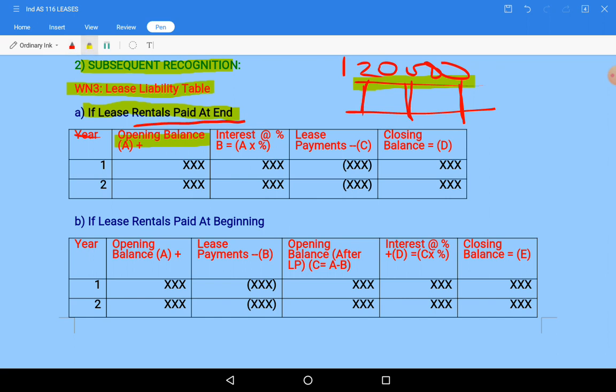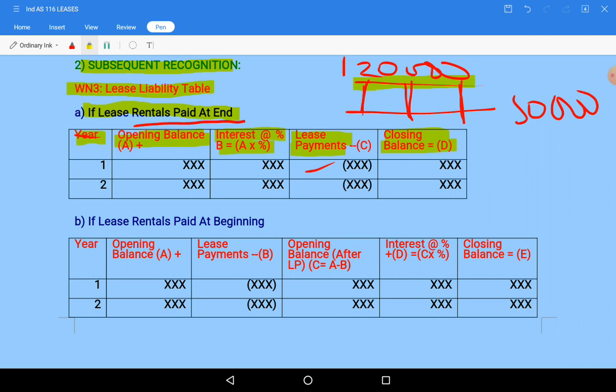First column is year, second column opening balance. On opening balance, whatever your discount rate is, that interest is column A, your opening balance. Interest is column B, and C is lease payments. Every year I am paying how much? 50,000, I said. Whatever I am paying will be considered here as lease payments, C. And from the lease liability, if you deduct the lease payments, the last column will be closing balance.